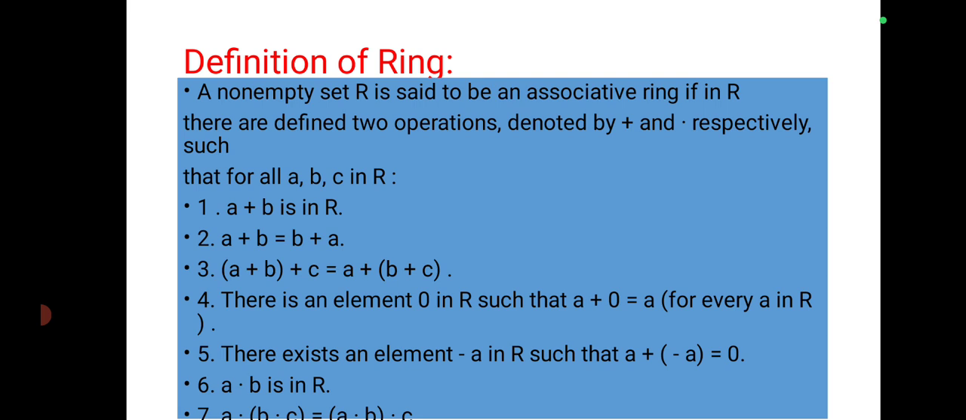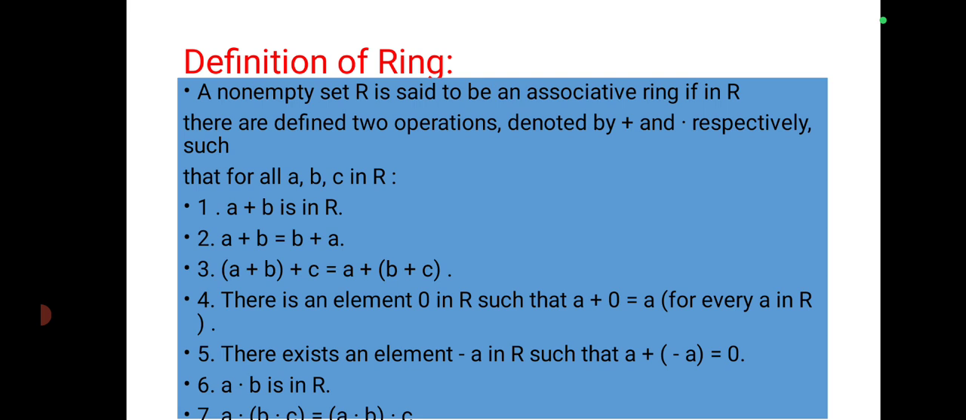Okay, we will go to the definition of ring. A non-empty set R is said to be an associative ring if in R there are defined two operations denoted by addition and multiplication respectively, such that for all a, b, c in R, the non-empty set R, plus is an abelian group. What is abelian? The non-empty set R satisfies closure, associative, identity, inverse and commutative under addition. Then the non-empty set R is said to be an abelian group.